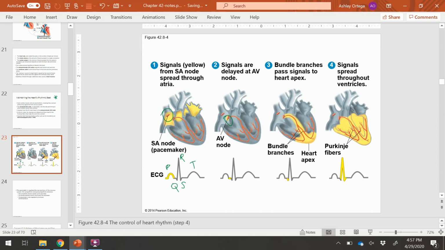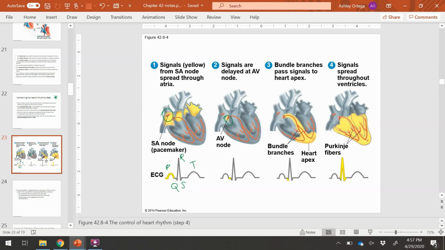And then it's going to have a slight delay, where it's going to send that signal through the bundle branches into the heart apex, so the bottom of the heart here, and then it's going to spread throughout all the ventricles using the Purkinje fibers. So reading these signals on the ECG below, you can see there's a definite region of communication or signal from the SA node spreading through the atria.